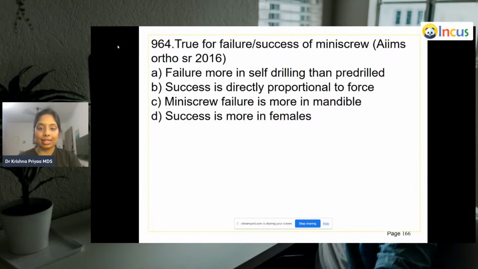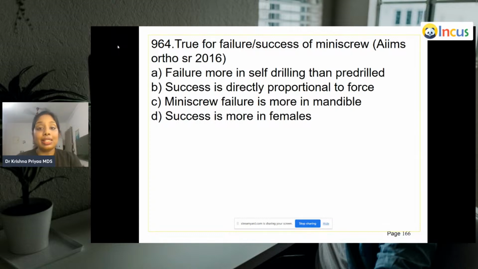Hope I'm audible and you can see the screen with that information. I'm continuing the session. So today we'll start with this question: true for failure or success of mini screws. They've asked us to identify which of the following statements is true regarding either the failure or success.